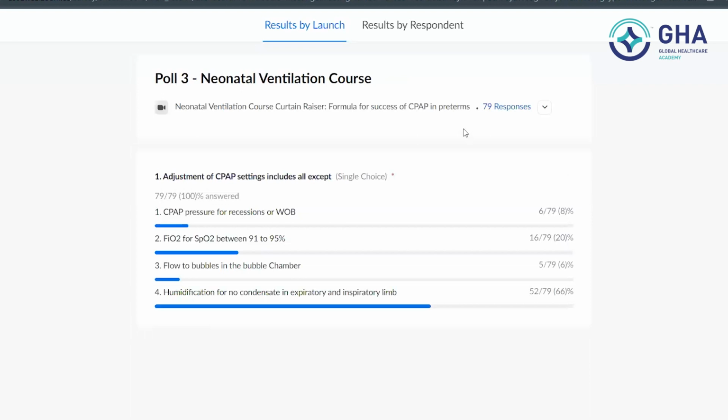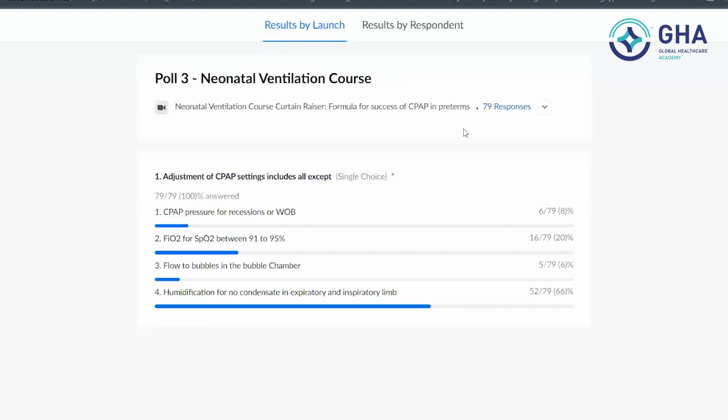So adjustment of CPAP settings: we have said pressure, work of breathing is pressure. Retractions means you need to increase the pressure. Forget about everything else. And if your saturations are 91 to 95%, you will increase FiO2 only if there is no increased work of breathing. Only if your SS score is less than 3, they'll increase FiO2 if saturation is between 91 to 95%.